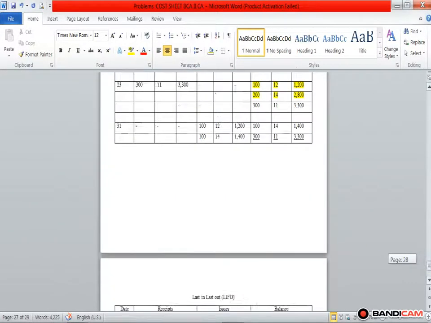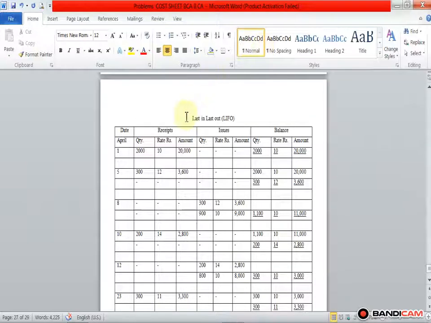So here, last in first out method, 2000 quantity received on 1st April. Prepare columns: date, receipt, issue, balance. In the receipt column we also prepare 3 columns: quantity, rate, amount. In the issue column again 3 columns are prepared: quantity, rate, amount, and the balance column again has 3 columns: quantity, rate, and amount.